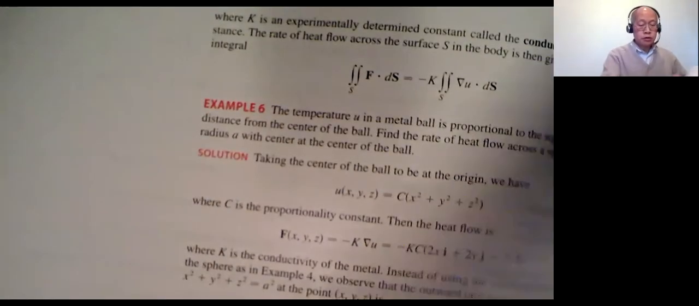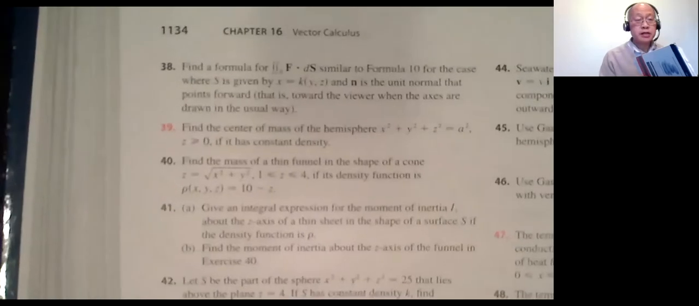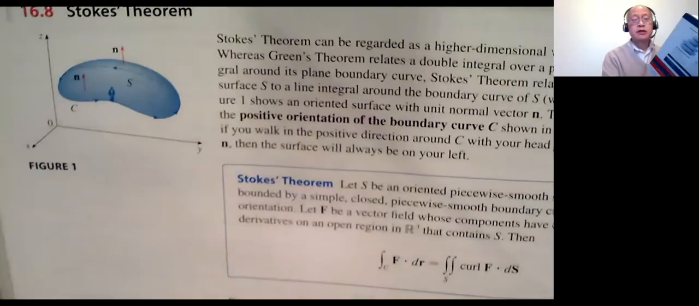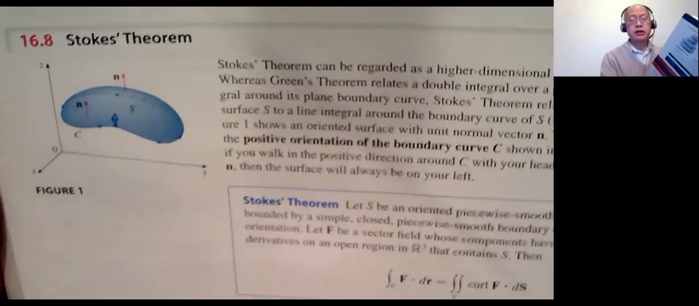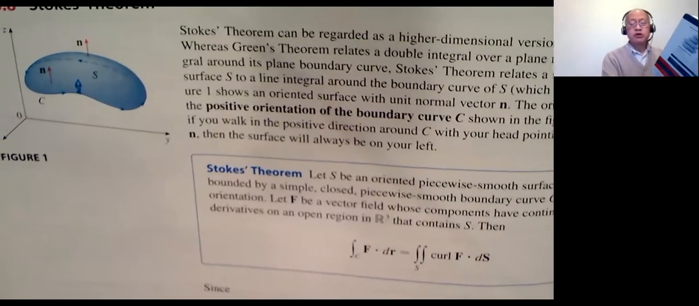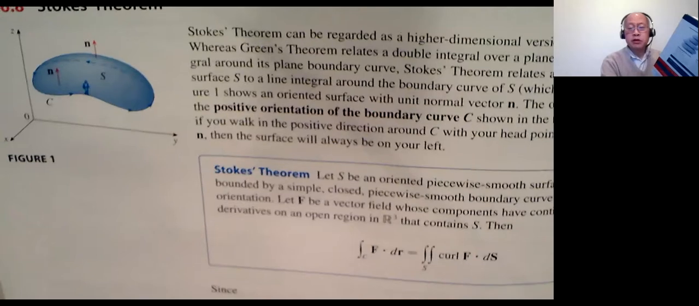Okay, so 16.8 is on Stoke's theorem. Okay, and again, the one theorem, one formula for that. Page 1134. It's higher dimensional form of Green's theorem. Green's theorem was in a plane. Stoke's theorem is in 3 dimensions. You could integrate along a boundary curve.